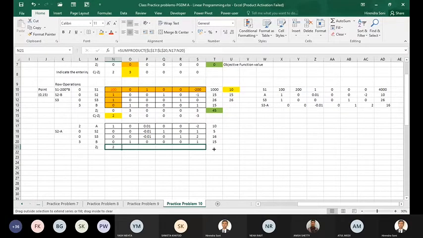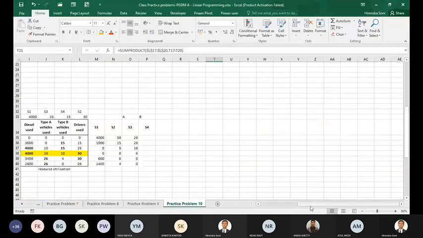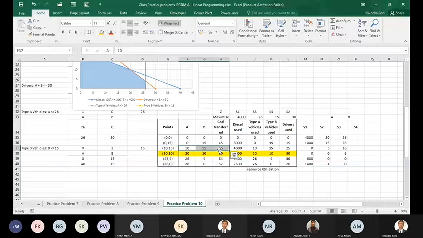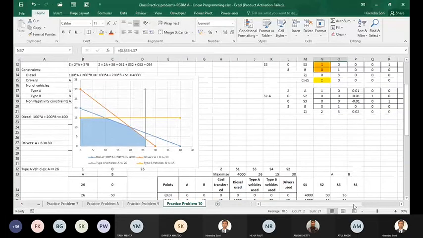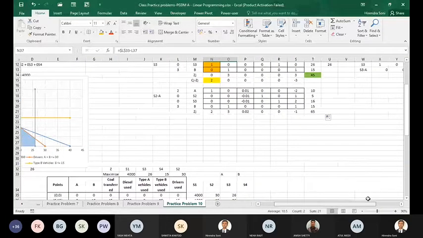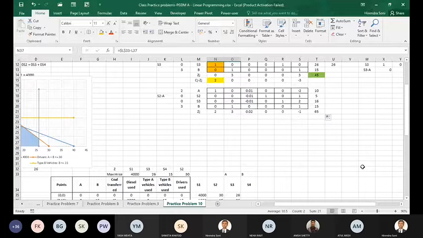Let us look at S2 and S3, 5 and 16. यही सेम चीज है. 5, 16. AB is 10 and 15 and my Z is 65. Correct.